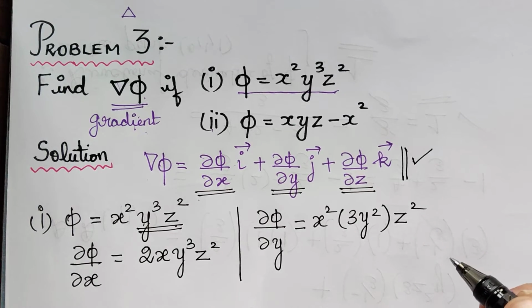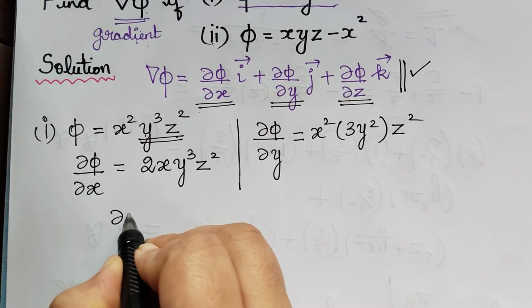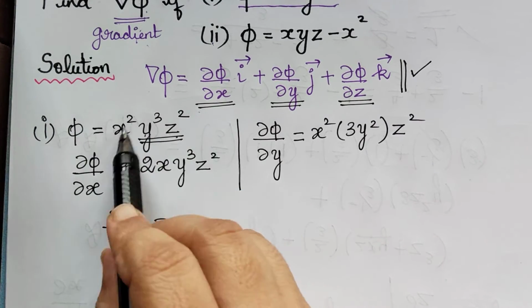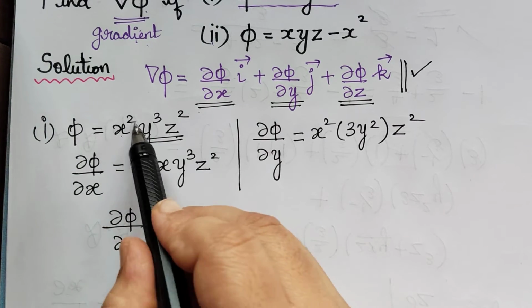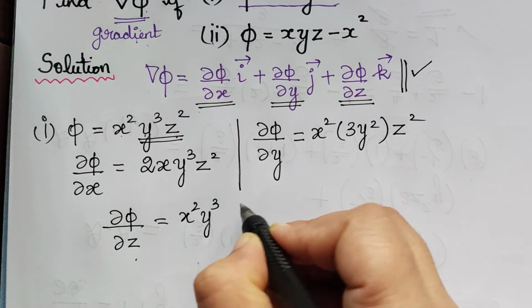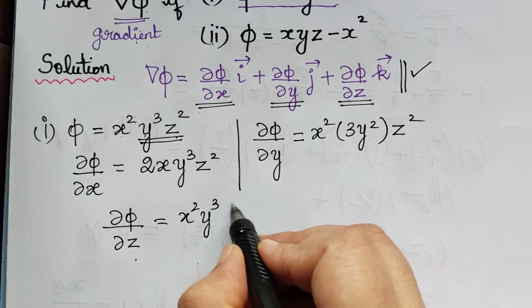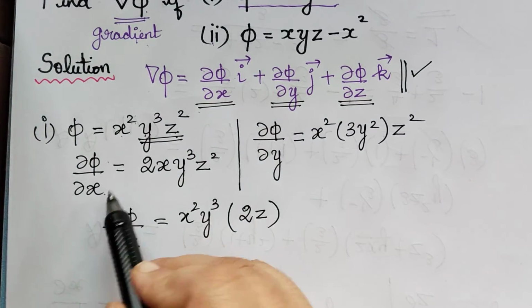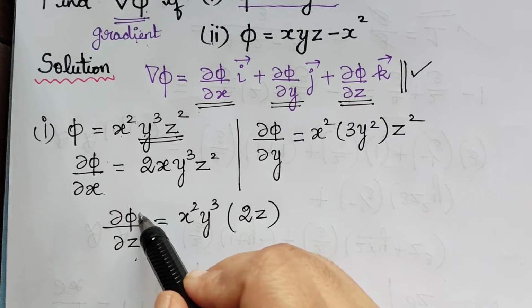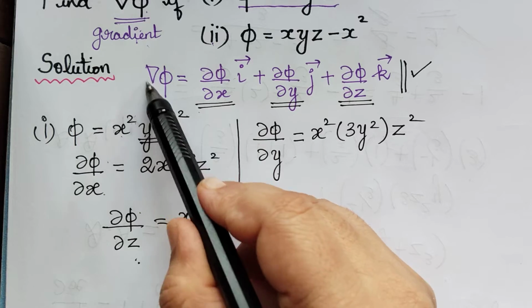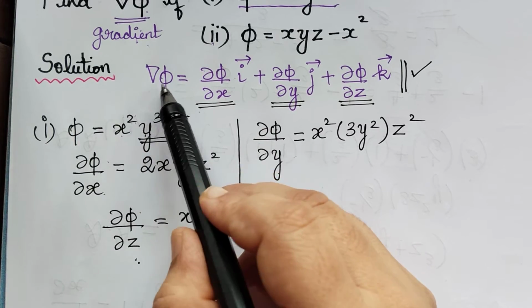And next we have to find ∂phi/∂z, that is the partial differentiation of this function with respect to z. So x square and y cube will be treated as constants, so we shall write it as x square and y cube, and the differentiation of z square is 2z. So we have found ∂phi/∂x, ∂phi/∂y and ∂phi/∂z. We shall substitute each of these in order to find nabla phi, that is the gradient of the function phi.